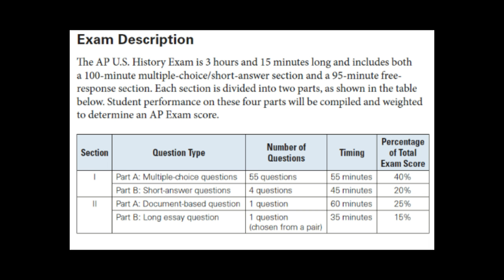Now we'll talk about the exam description. You see that the exam is divided up into 2 sections. The first section includes multiple choice questions. There will be 55 questions. You'll have 55 minutes to do it, and that's worth 40% of your total exam score. The other part of section 1 is part B, short answer questions. In this part of the test, there will be 4 questions. You'll have 45 minutes to complete it, and that's 20% of the exam.